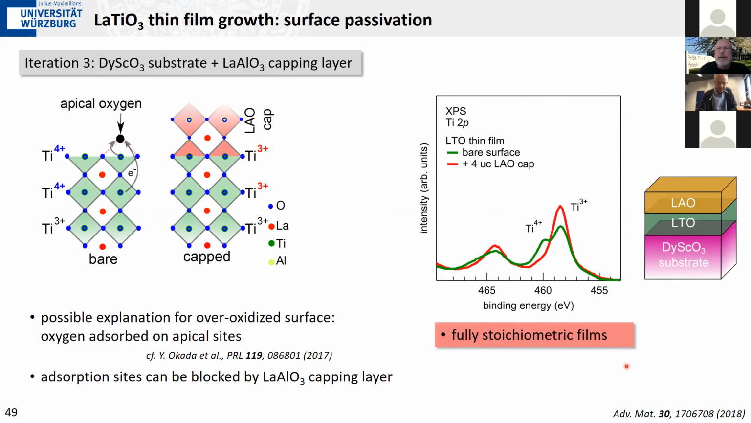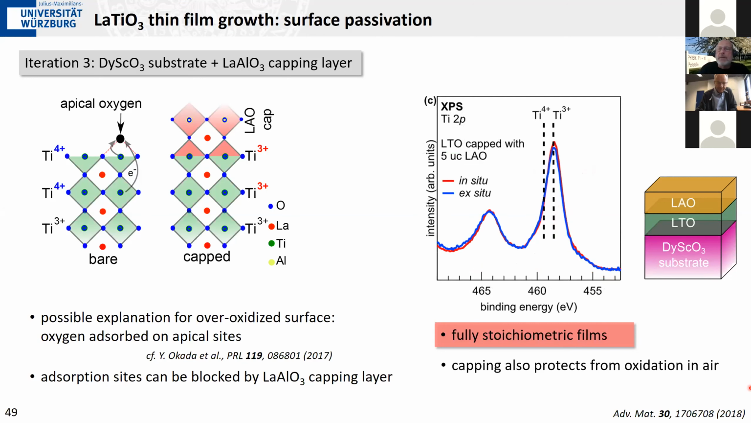If we start from the LTO on the DSO, which is the green spectrum with a bare surface, we see some 3+, but still a lot of 4+. And then we put this LAO cap on the surface, and you can see that we have a strong increase of 3+ and hardly any 4+ signal left.